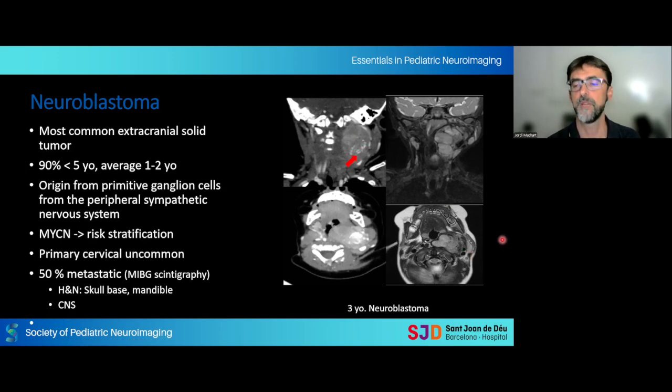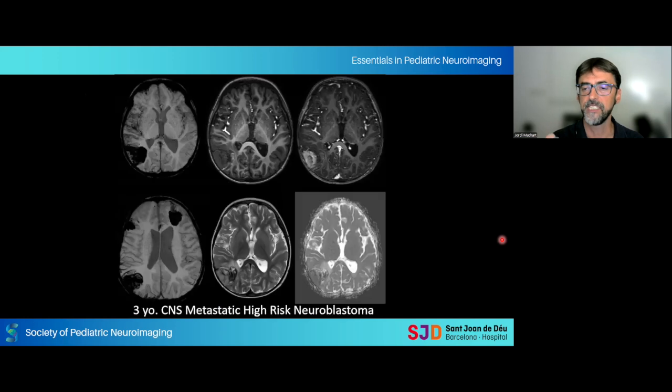But regarding skull base lesions, neuroblastoma is very important regarding its metastatic potential, because almost 50% of all these tumors can have metastases, and most of them will be to the bone, especially to the mandible and to the skull base. It can also extend in certain cases to the CNS, in which these cases have lesions which are very bizarre, very aggressive, and very bleeding.